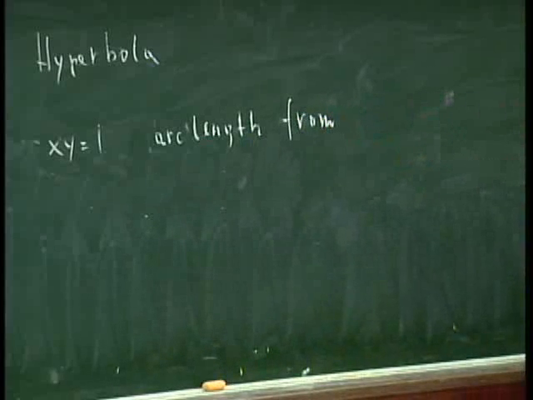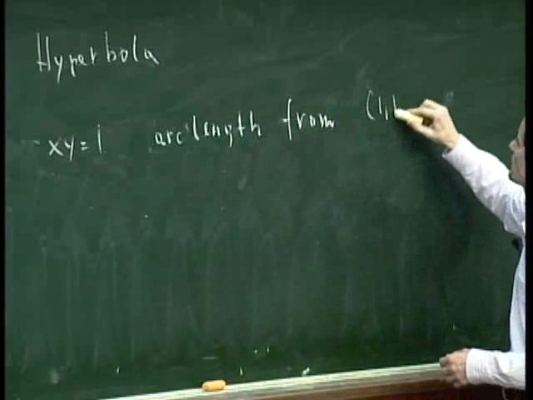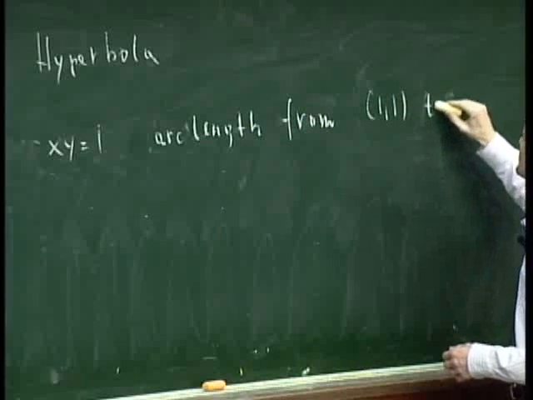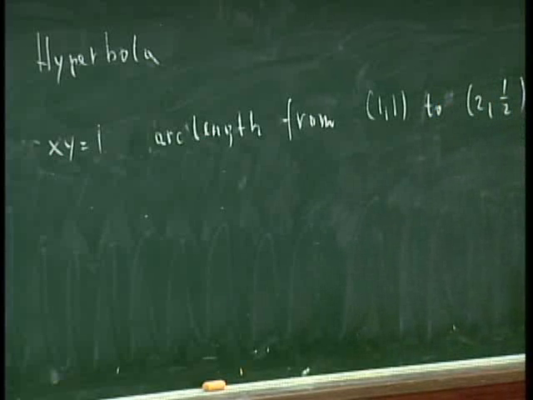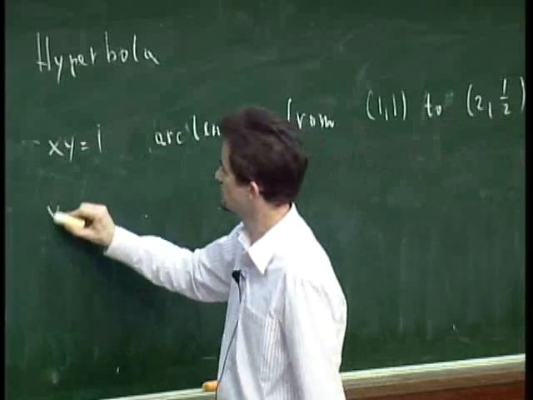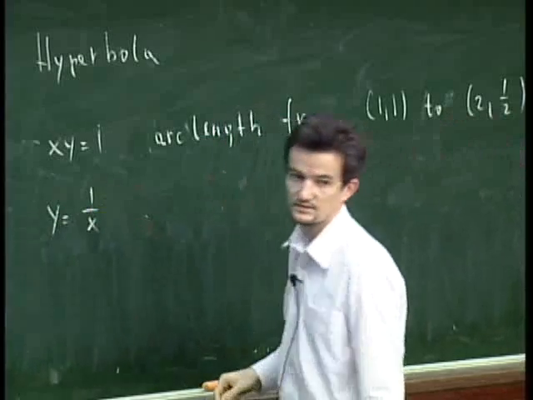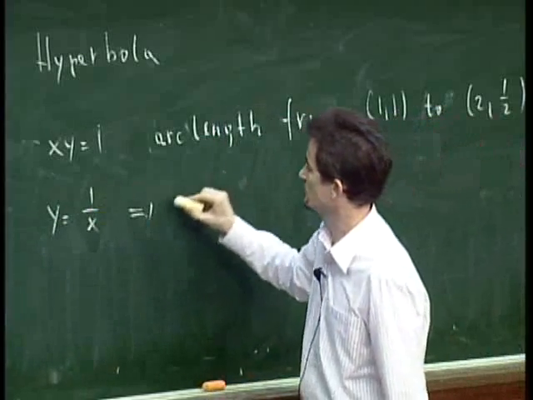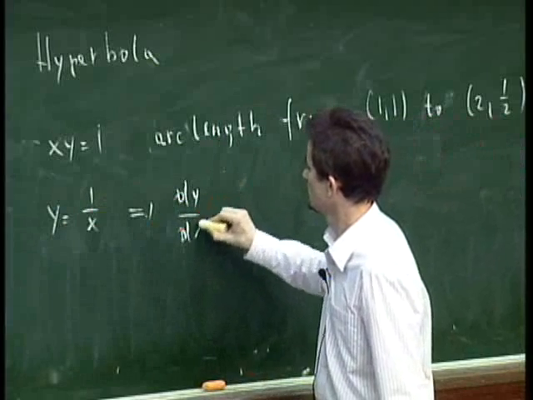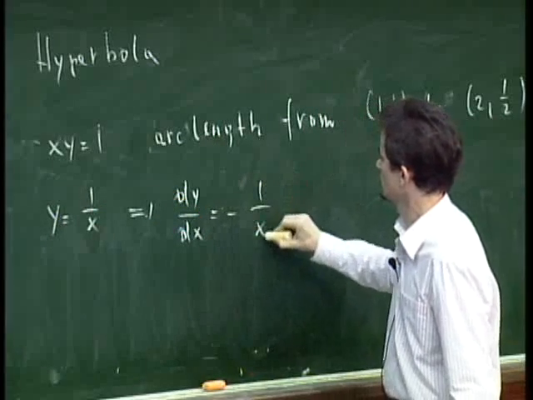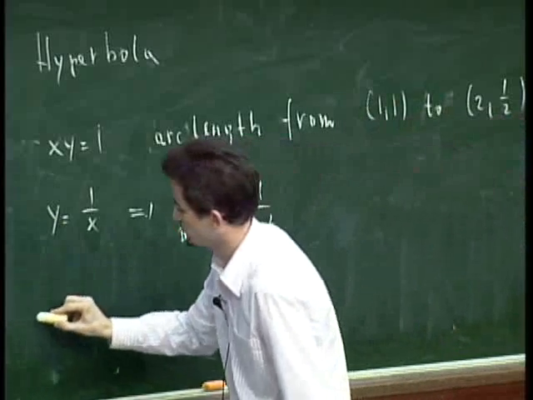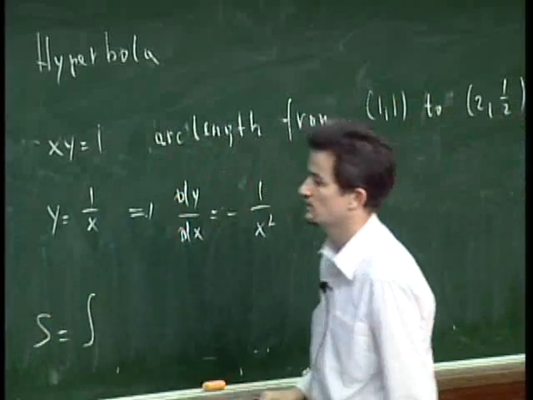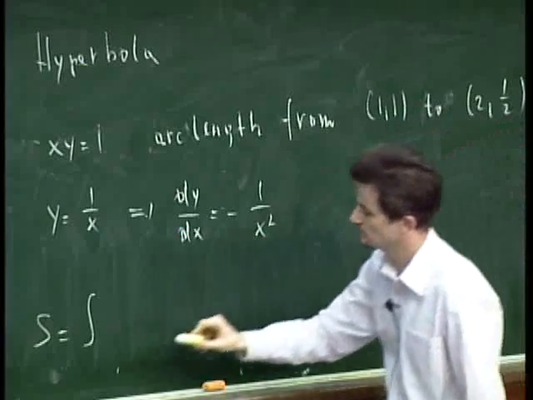From, let's say, the point 1, 1 to, let's say, 2, 1/2. Okay, so what you have is y is equal to 1 over x. So you see that the derivative is this one. Of course, you just have to plug it into the formula. So s is equal to, so the x goes from 1 to 2.